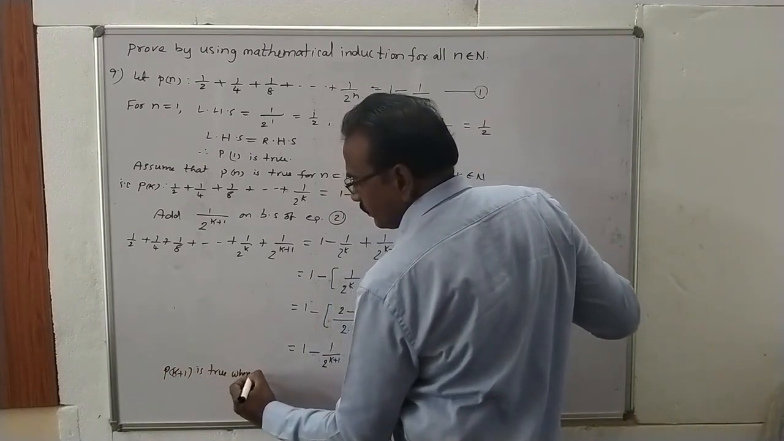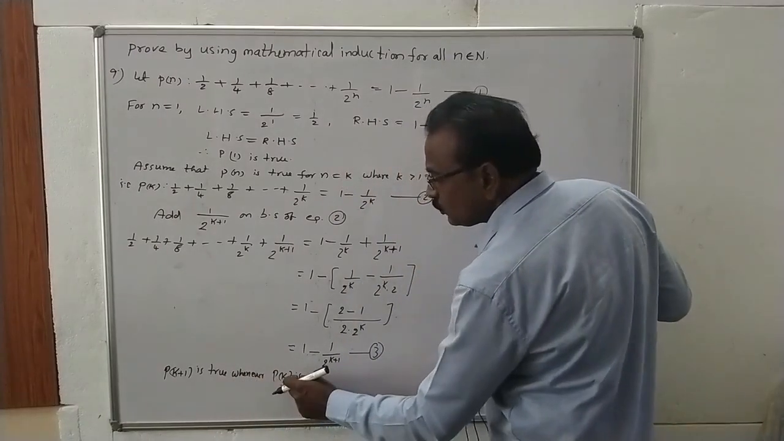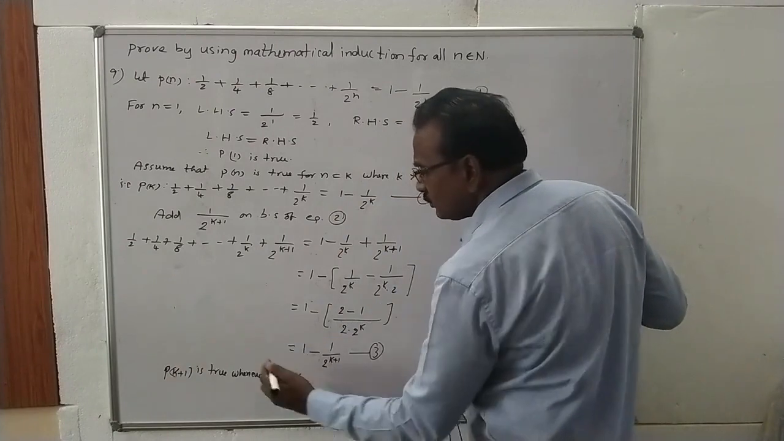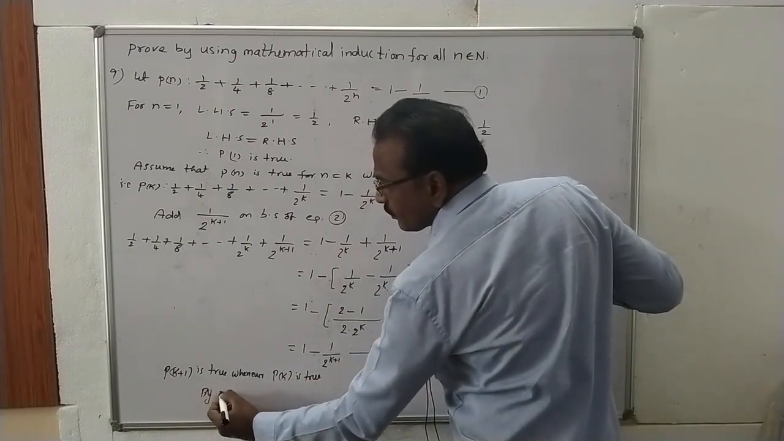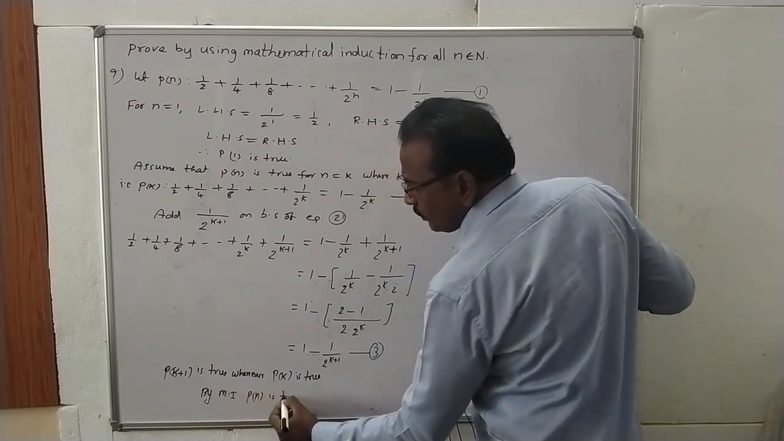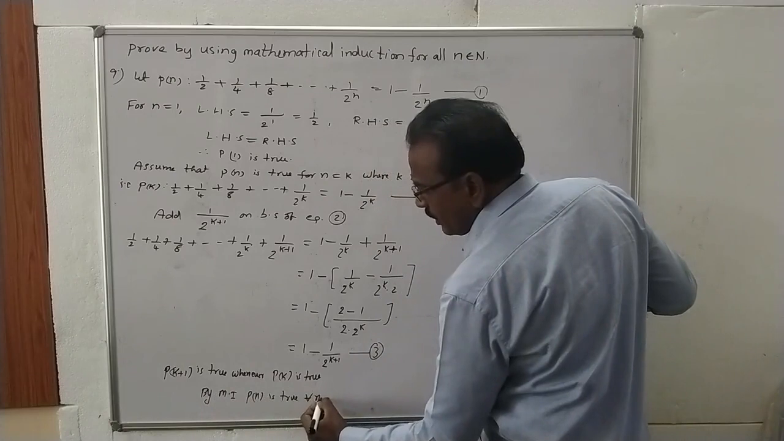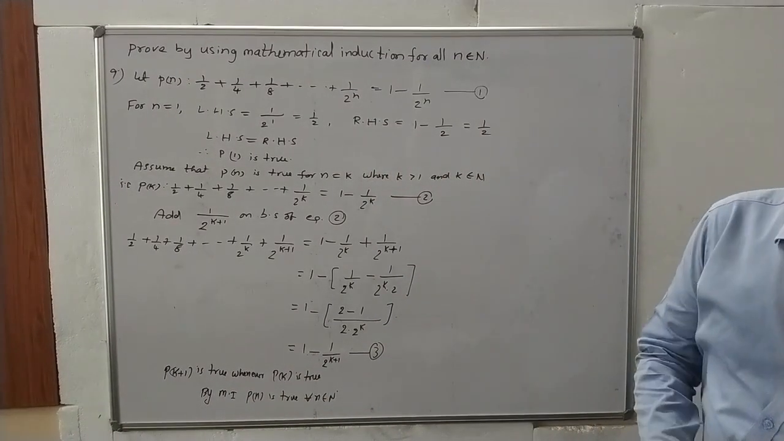whenever P of k is true. That means equation 2 is true, automatically 3 is also true. By mathematical induction, the given statement P of n is true for all n belongs to N. So this is the 9th question.